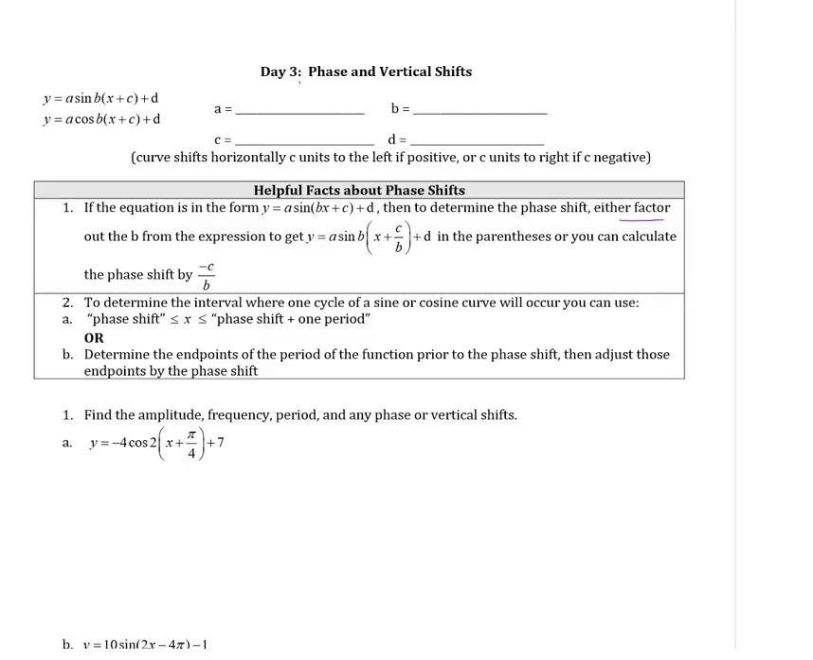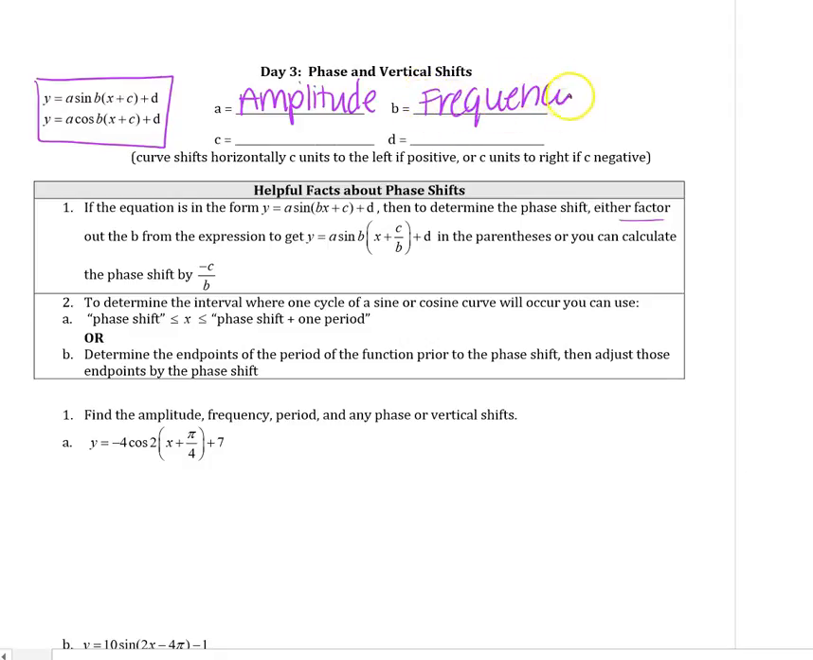All right, day 3 notes. At the top, you see you have two general forms of sine and cosine where you have A, B, C, and D listed. A is your amplitude, which is just the height of the curve from the midline. B is your frequency, which is how many full curves you'll see between 0 and 2 pi.